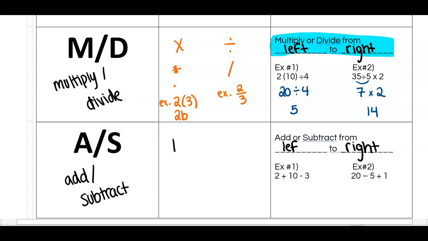Adding looks like a plus sign. Subtraction looks like this. There's only one little thing I wanted to note here, and that's if you have subtracting a negative. Let me give you an example, like 4 minus negative 1. 4 minus negative 1 is actually the same thing as 4 plus 1.